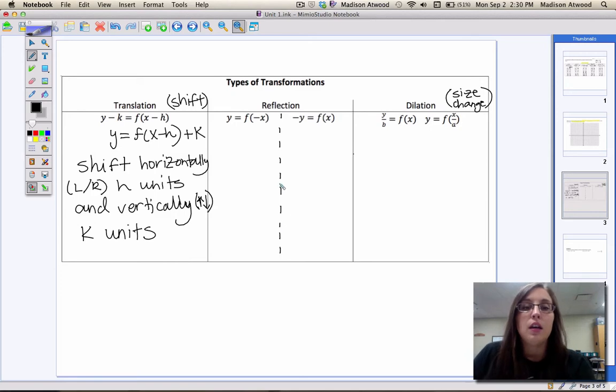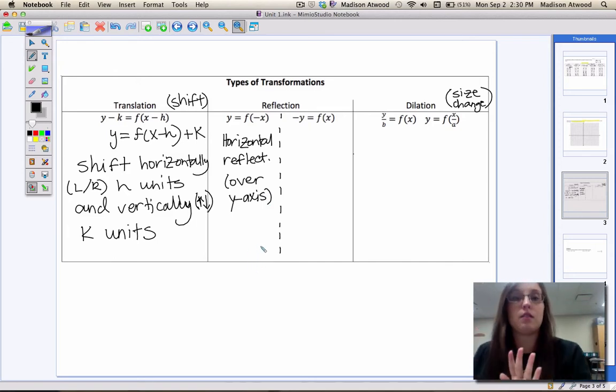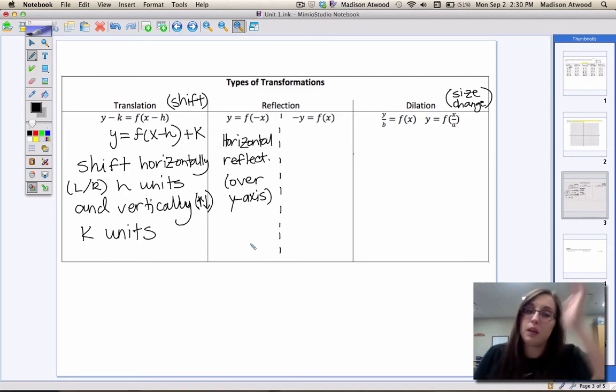And so in this case, if all of the x's change, so the input into our function shape, all of those x values change, then what happens is we get a horizontal reflection, and that would mean it's over the y axis. All of the x's, think about all of the x's flip-flopping horizontally. So all of the positive x's become negative, all the negatives become positive.